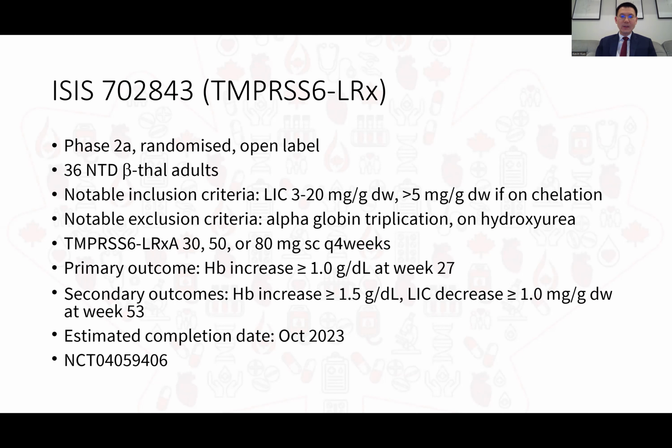Primary outcome is a hemoglobin increase of at least 1 gram per deciliter at week 27. And secondary outcomes include a hemoglobin increase of at least 1.5 grams per deciliter, a liver iron concentration decrease of at least 1 milligram per gram dry weight at week 53. The estimated completion date is October 2023.